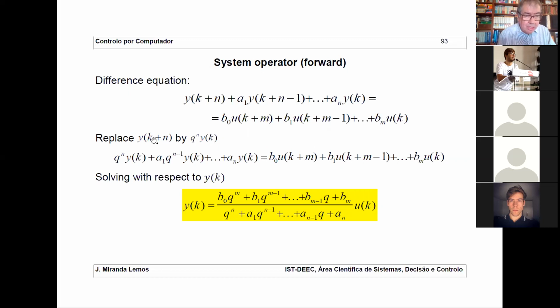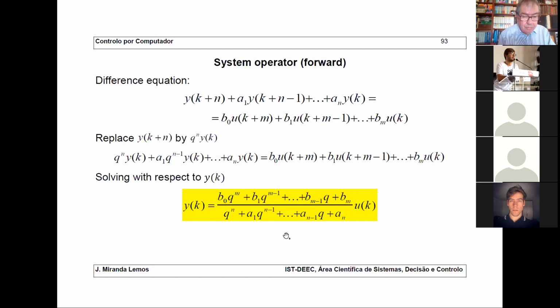And you can rewrite this in a different way. Now I'm going to write things as if q were a variable. It is an operator, but let's forget for a moment that it's an operator. Let's think it's just one complex number. Okay, so you write y of k plus n as q to the n yk, and so on for the other powers. And you can write a difference equation in these terms.